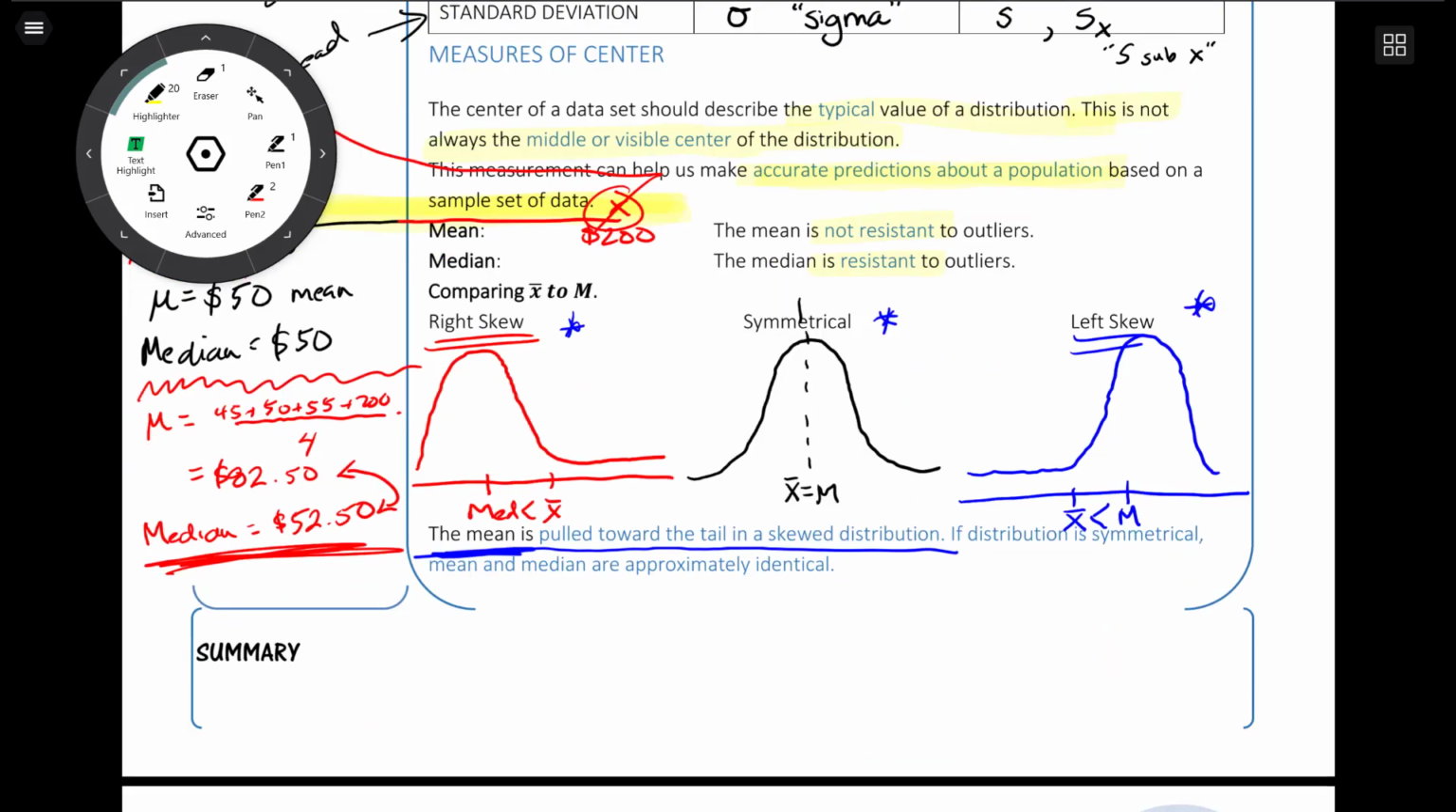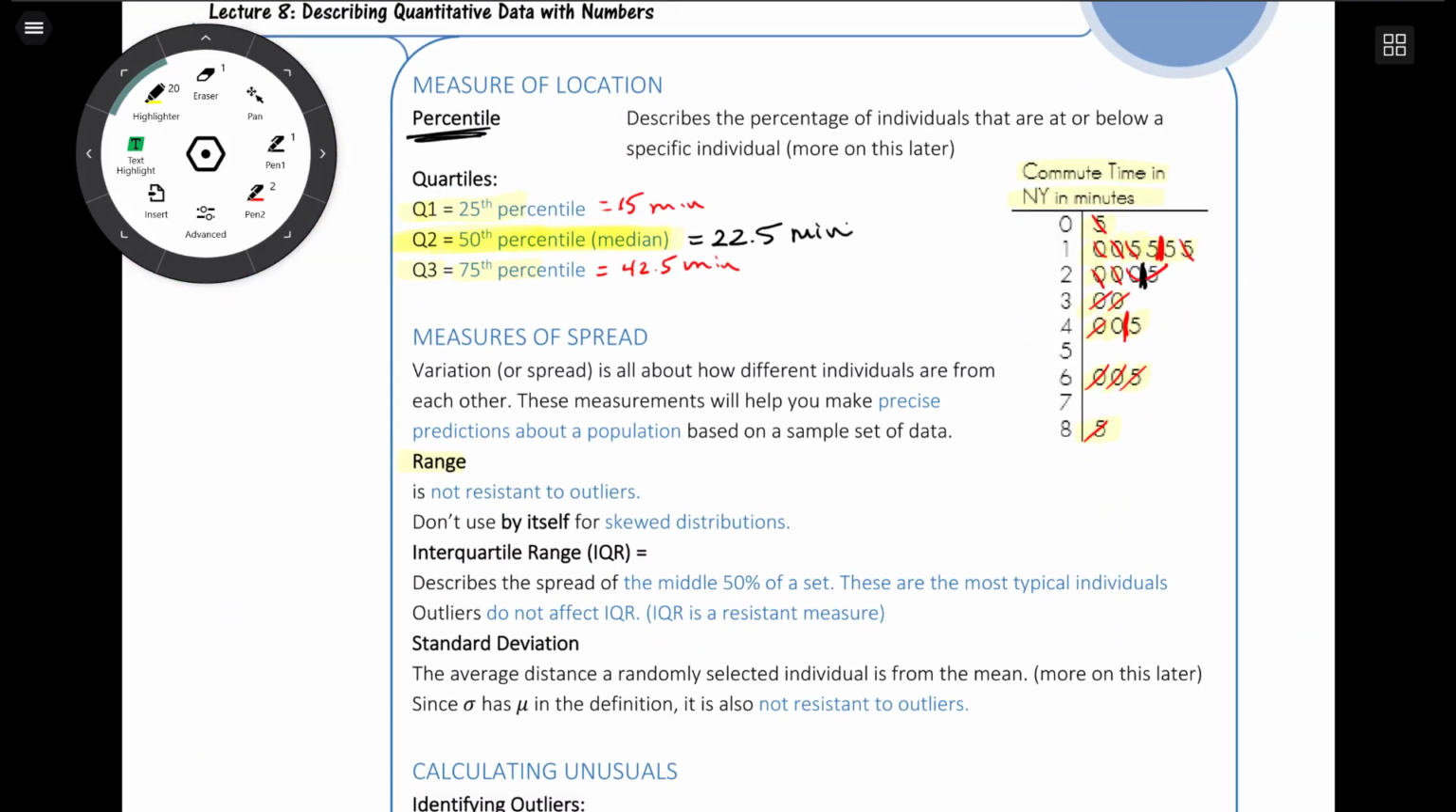So, the range is heavily influenced by outliers, and what that tells us is the range is not resistant to outliers. It is going to change when we introduce outliers. So we don't want to use it by itself, especially for skewed distributions. You can talk about the range, but don't let that be your only measurement of spread.